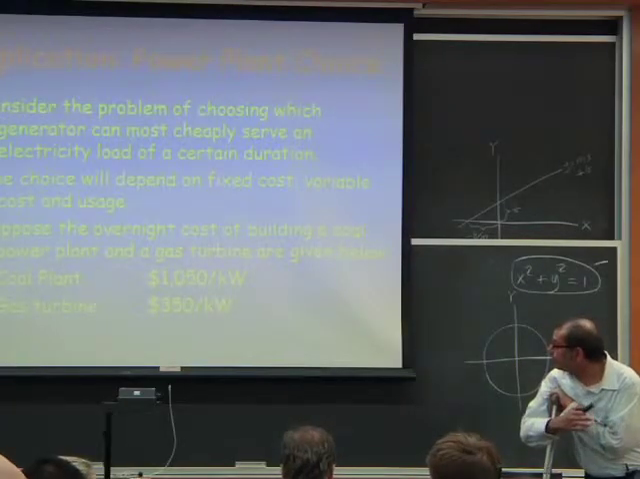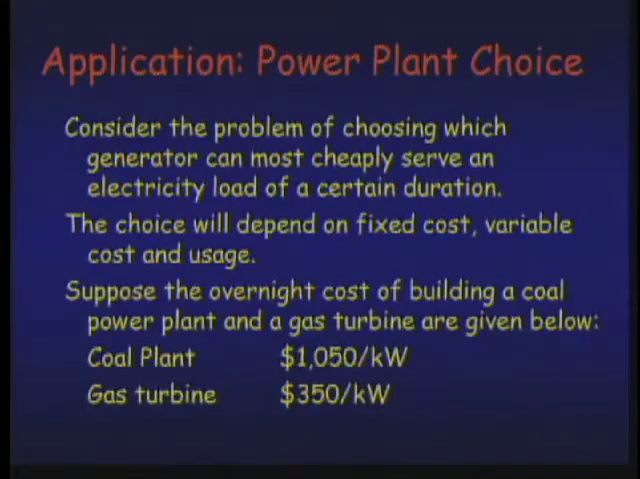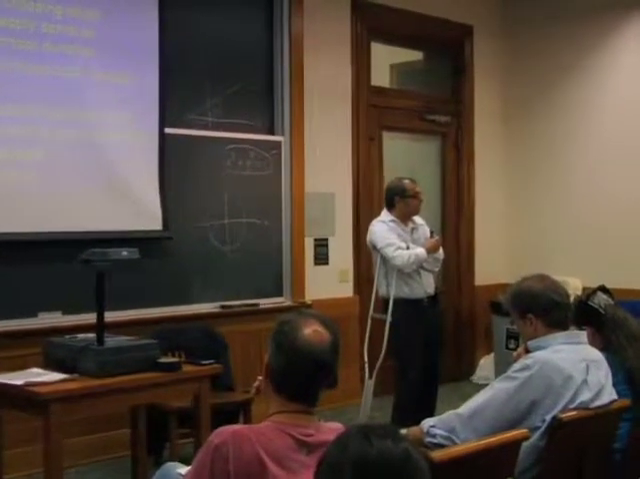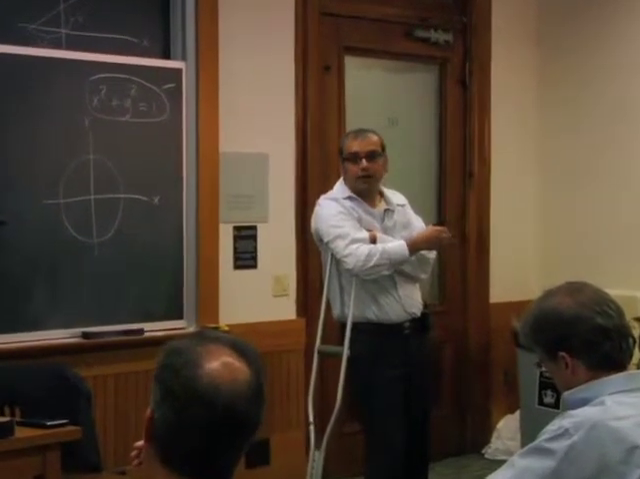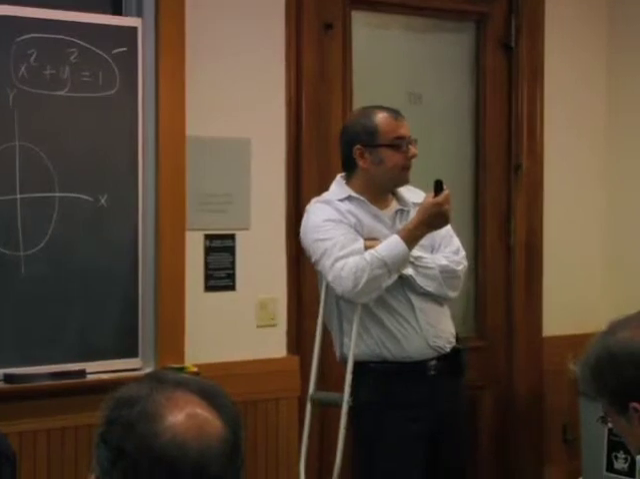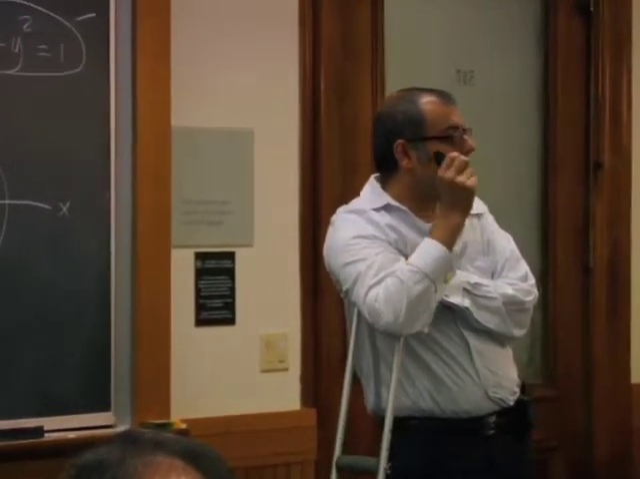So suppose that the overnight cost of building the coal power plant and the gas turbine are given below. So what's the overnight cost? Anybody here with a background in energy? Overnight cost is the present value of all the construction costs as they're incurred over the construction period. If you had to make the plant come up overnight, how much money would you have to spend? See, a gas turbine takes 3 months to put up. A coal plant takes a year.